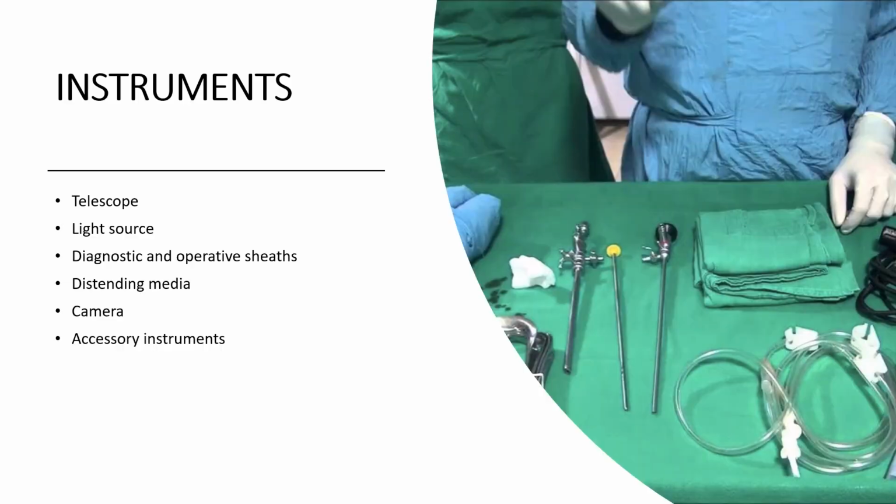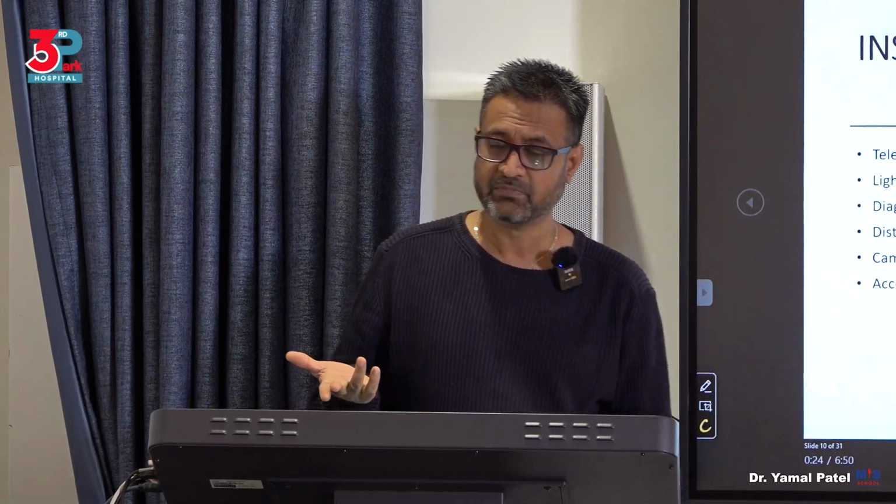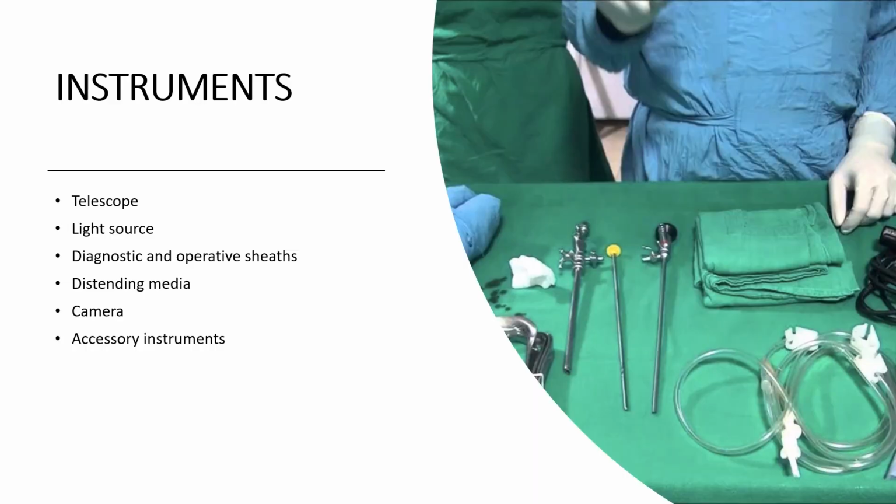What are the instruments around hysteroscopy? We have the telescope, which is similar. We have shown you in the theater. We have a light source. We have diagnostic and operative sheaths of the hysteroscope. We have the distending media. Most of the distending media we use today is fluid. And the fluid we use mostly is normal saline because it's isotonic. It does not give us issues with electrolyte imbalances. So very important. We use camera and we have accessory instruments that we would use.